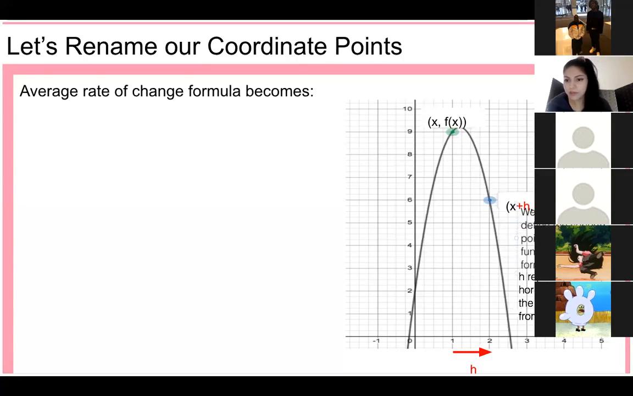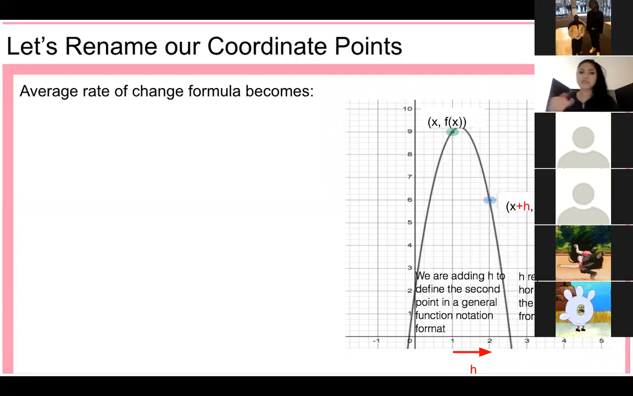And let me move this up. Let me move it right here. Here are some answers to some questions there. Again, the first question was, what does H represent? H represents the horizontal distance, and it's down here if you see this arrow. The horizontal distance at the blue point is away from the green point.